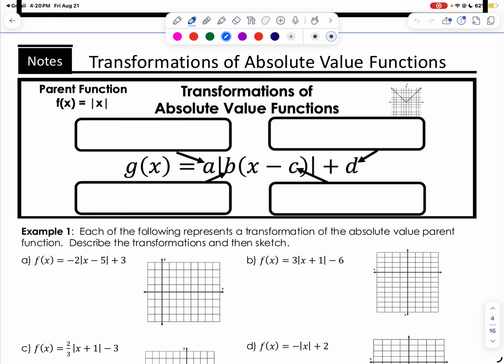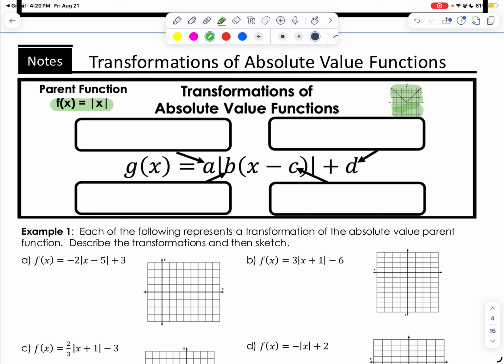In today's lesson, we will be exploring the transformation of absolute value functions. So remember, our parent function for our absolute value function is f of x equals the absolute value of x. It makes a V-shaped graph with a vertex at 0, 0. Now this function can be transformed just like all functions by adding constants to our function.